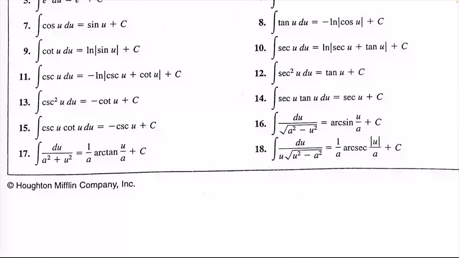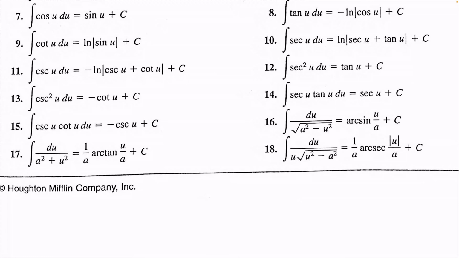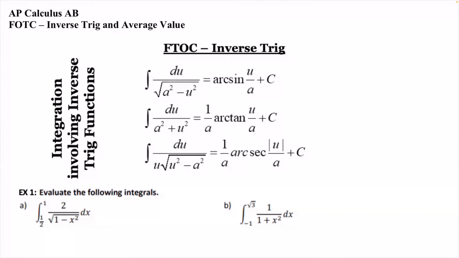For antiderivatives, we just have to worry about 3. Inverse sine, inverse tangent, inverse secant. That's the only 3 that we have, and those are the 3 that I have at the top of the list. So the hardest part about these is realizing that they fall into this category. This is not hard, but sometimes you just don't realize it, okay?